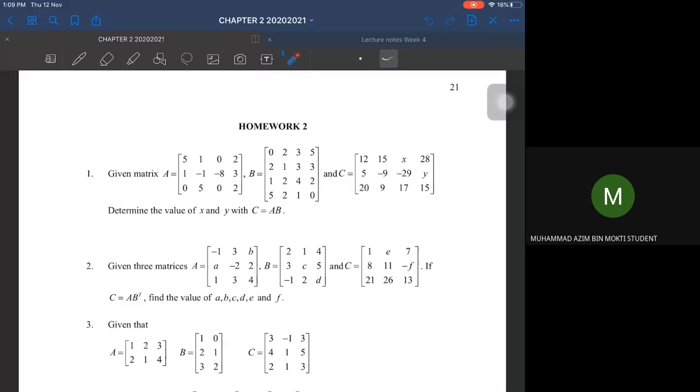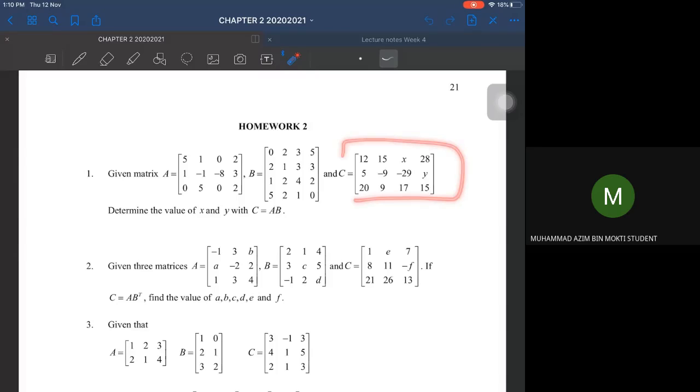So you perlu tahu macam mana nak dapatkan X ni. So the first row with the third column akan bagi nilai X. So you kira yang tu je lah. Untuk Y ni pula dia melibatkan the second row with the fourth column. So dia dapat Y. Okay. So kalau soalan tu hanya nak cari the value of the unknown, you tak perlu kira semua. Okay. Sebab dia dah diberi.